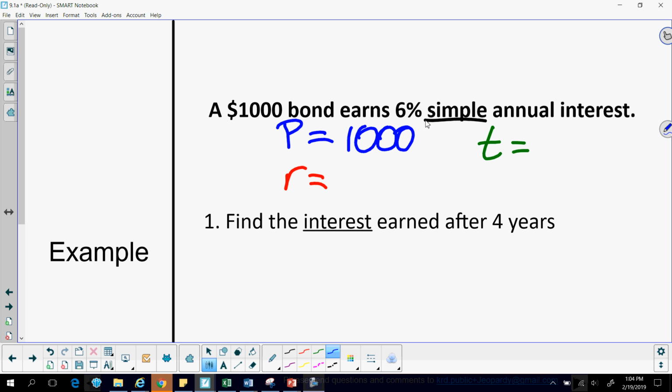Okay, so R is the rate. What is my rate for this one? Be careful, it's 6%, but what would the rate be? What do I do? I have to divide by 100, so it would be 0.06.